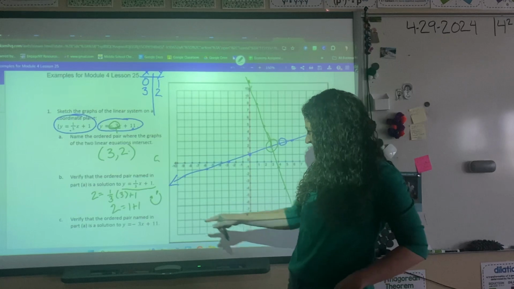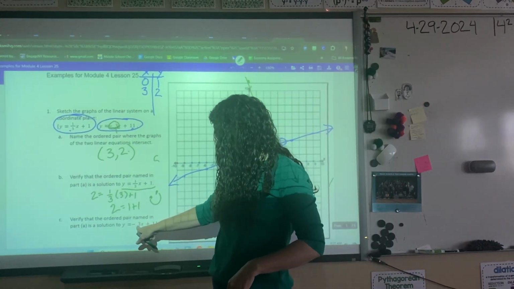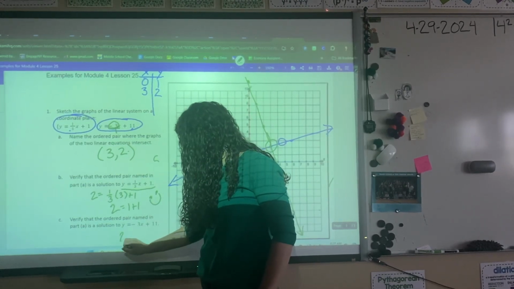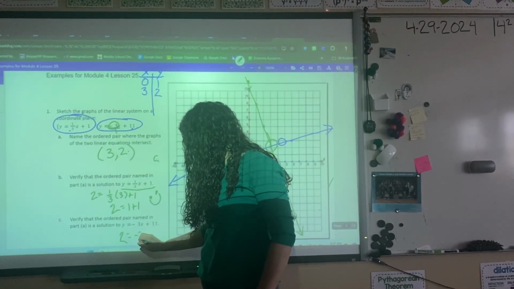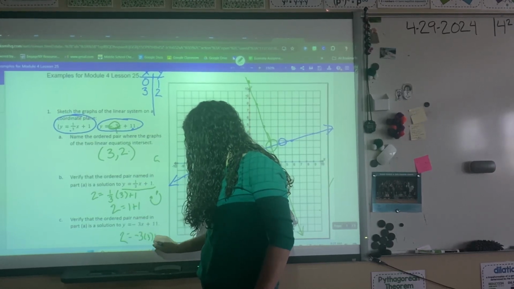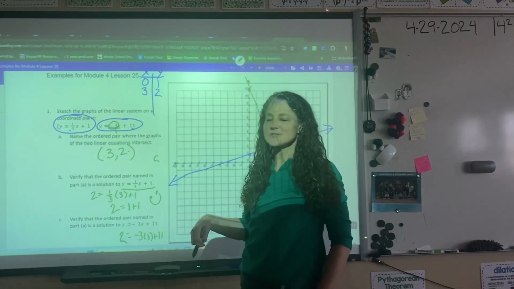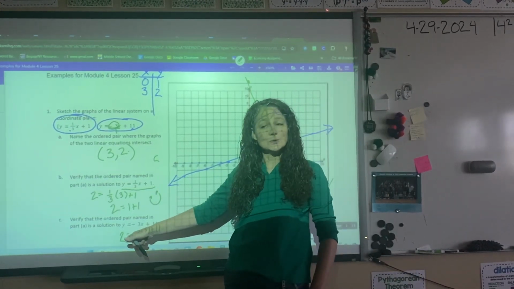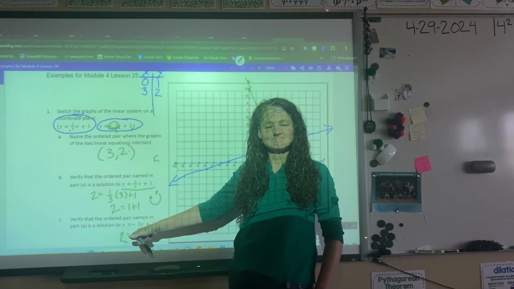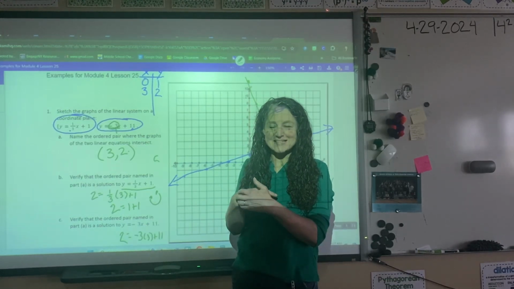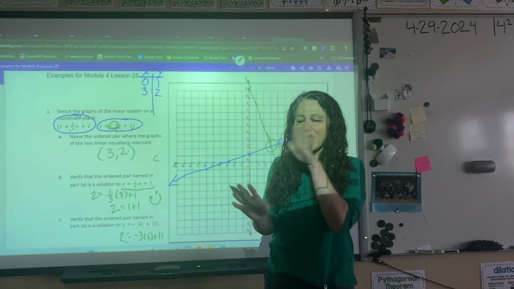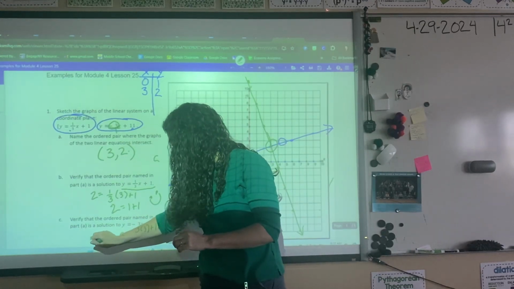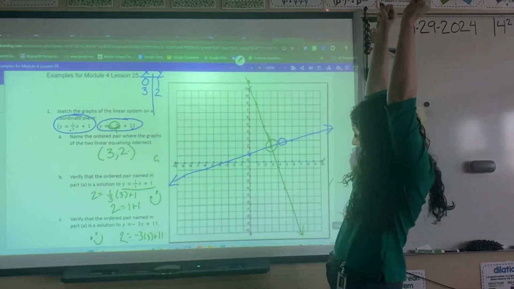Let's try the other one. So this one we have y equals negative 3x plus 11. Y is still 2. X is still 3. What is 3 times negative 3? Negative 9. Is negative 9 plus 11 equal to 2? Yes. If we flip that, does 11 minus 9 equal 2? Yes. So does this one work? That one also works. Yay! Did we do it right?